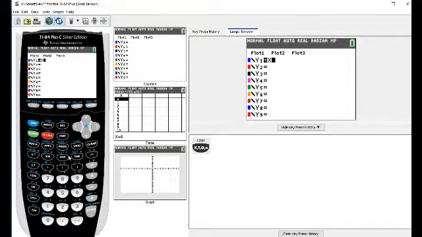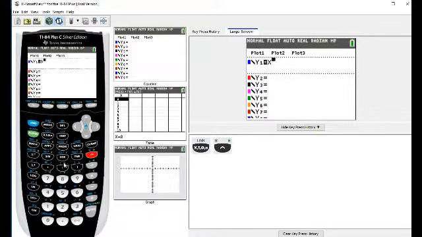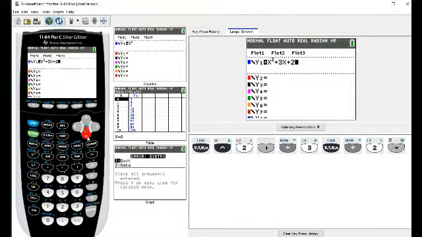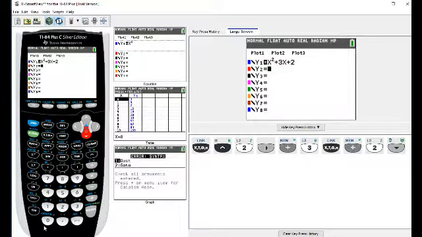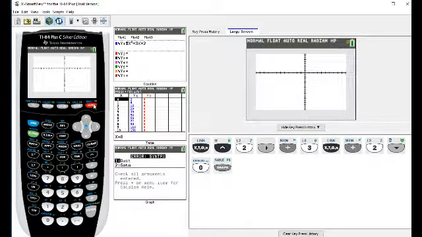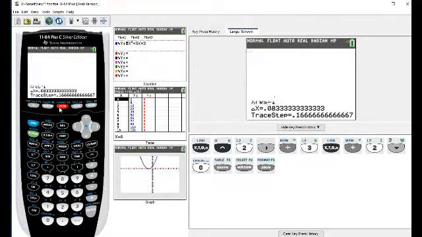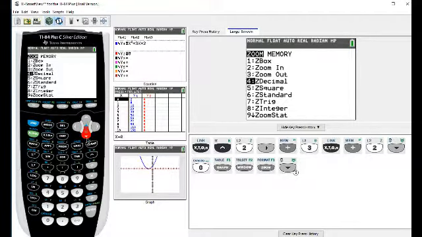Type in our quadratic expression, x squared plus 3x plus 2. And since we're looking for the zeros, we can type in y equals 0 as well, and we'll graph. And z standard will probably be a good zoom.